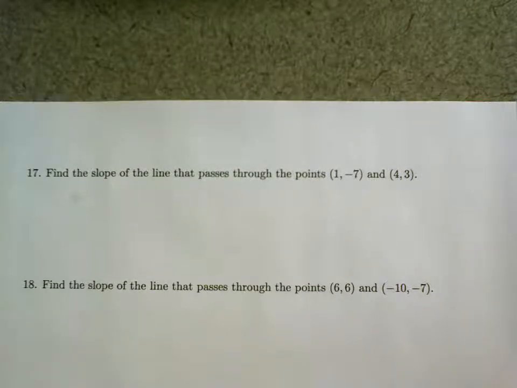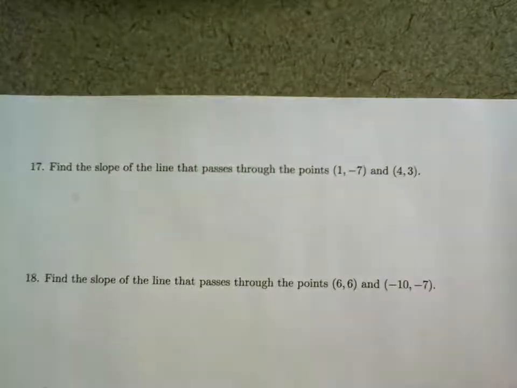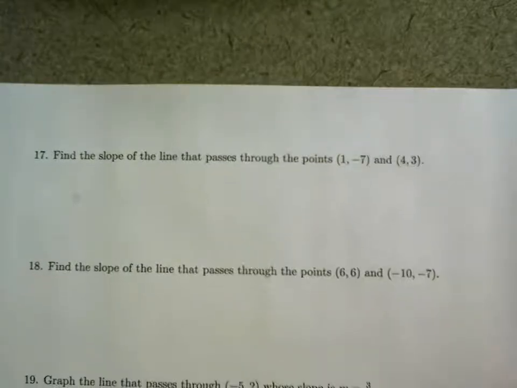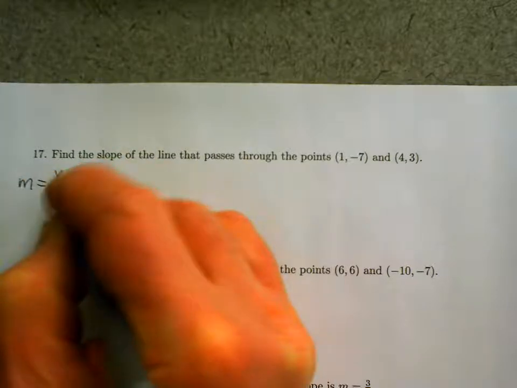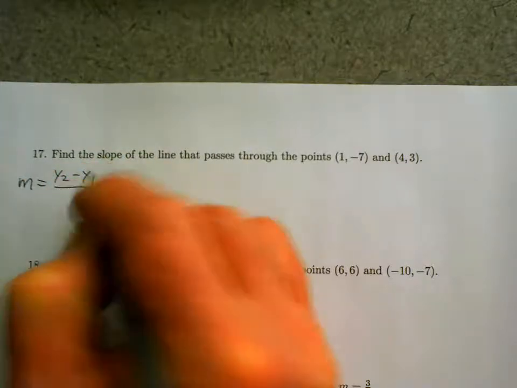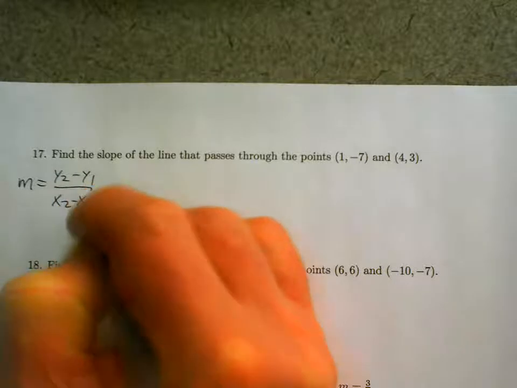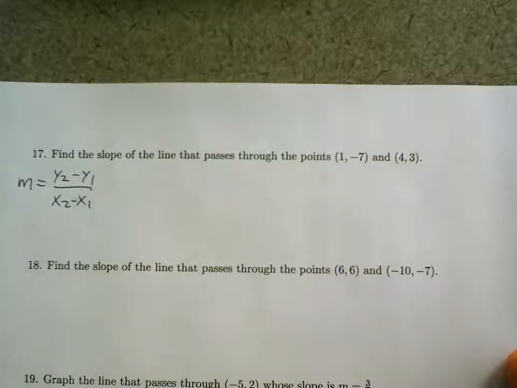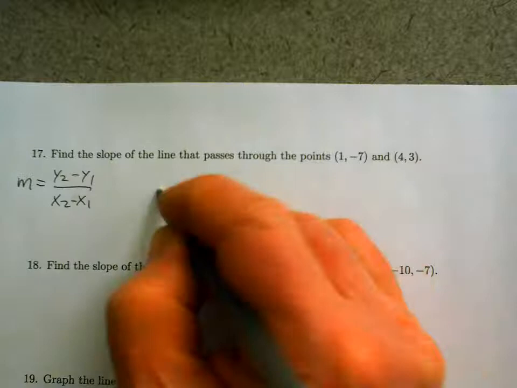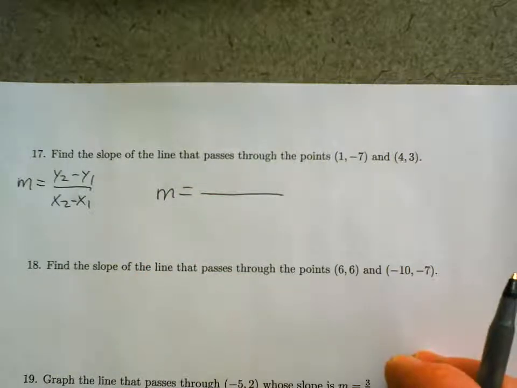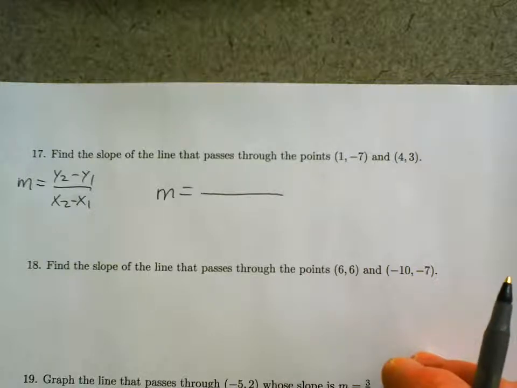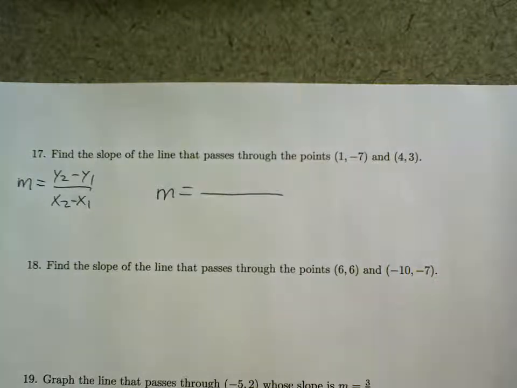Number 17, find the slope of the line that passes through the points 1, negative 7, and 4, 3. Okay, the slope formula, m equals y2 minus y1 over x2 minus x1. Remember, rise over run. In this case, we have a couple of ways to compute the slope. We'll get the same slope regardless.